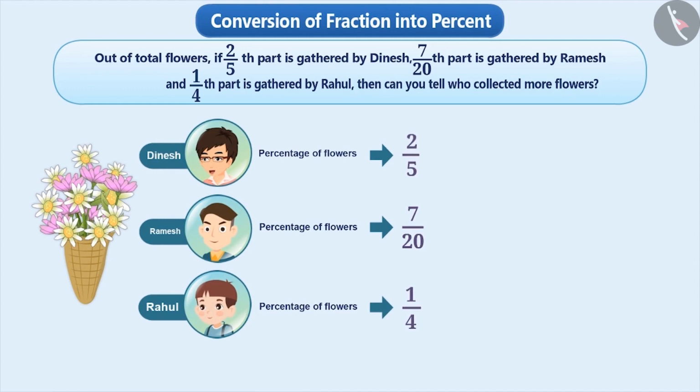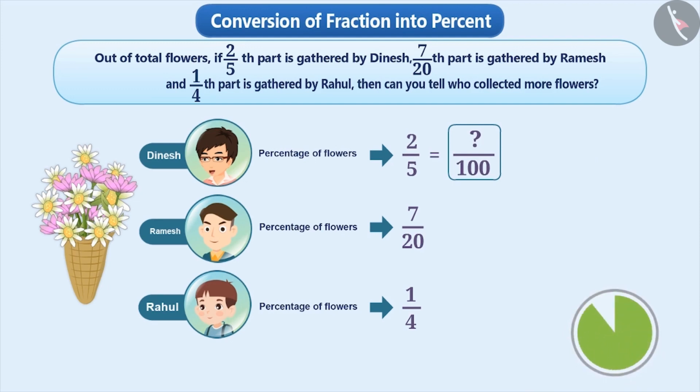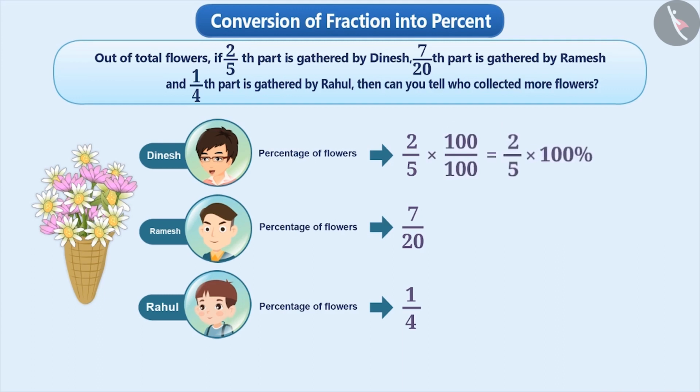If we want to represent a fraction in percentage form, then first we have to find its equivalent fraction whose denominator is 100. Now, can you tell how will you express 2 by 5 in percentage? Think for a while. Let me tell you. To convert any fraction into percentage, we multiply it by 100 by 100, that is, by 100%. This means percentage of flowers collected by Dinesh is equal to 2 by 5 into 100%, which is equal to 40%.